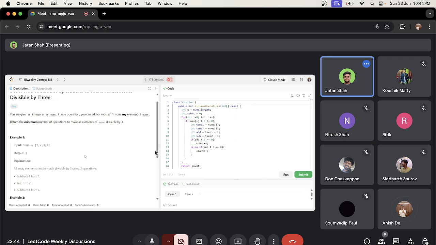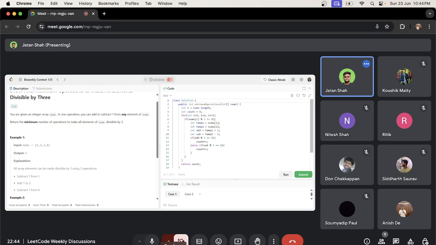Yep, sure. From my understanding, we are given a nums array, and in the nums array, we should check if the elements are divisible by 3 or not. If the elements are not divisible by 3, we do the operation of adding 1 or subtracting 1, and then we check again if it's possible to be divisible by 3 or not. If yes, then we increase the count and return the count.